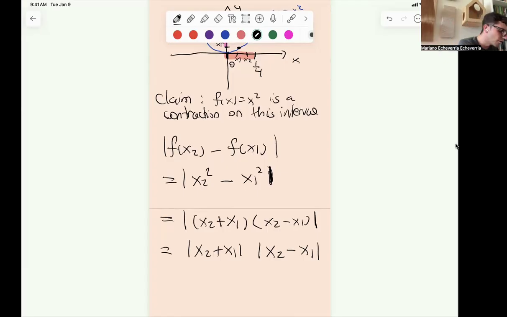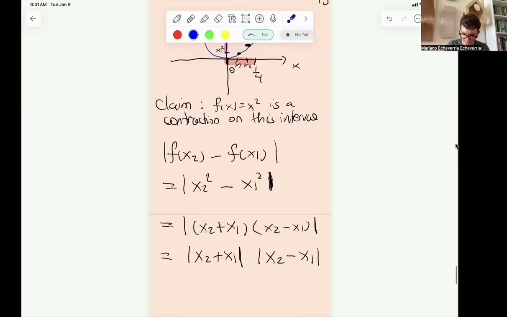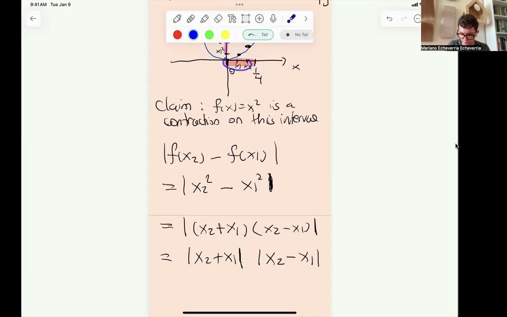So here, we're almost there, because what can you say about the sum x2 plus x1, right? How much can that be? Notice that x1 and x2 are both on the interval 0 to 1/4, right? The 2 points are always on this interval. So when you add them, what is the most that this number can become if you're adding 2 points between 0 and 1/4? What would be the maximum? 1/2, right? 1/4 plus 1/4.